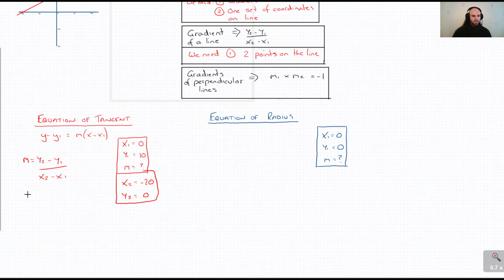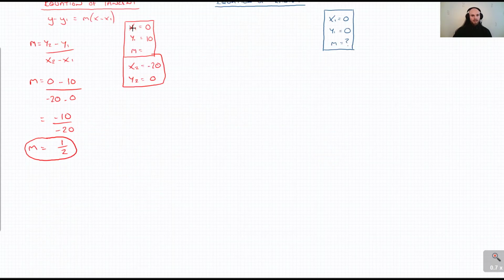So let's just work this out now. y2 is going to be 0, minus the y1, which is 10, all divided by x2, which is minus 20. A lot of negatives here, but it's okay. Minus the x1, which is 0. 0 minus 10 is minus 10. Minus 20 minus 0 is going to be minus 20. And a minus divided by minus is going to be a plus. 10 divided by 20 is just the same as 1 over 2. So in our little coordinate section here with the gradient, I'm just going to change this from a question mark into a half because we've just found this out.